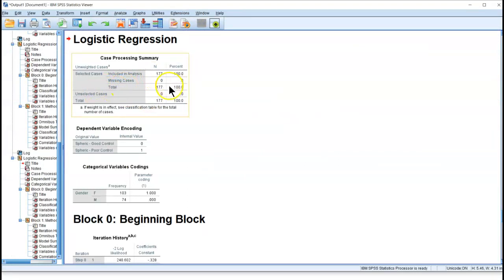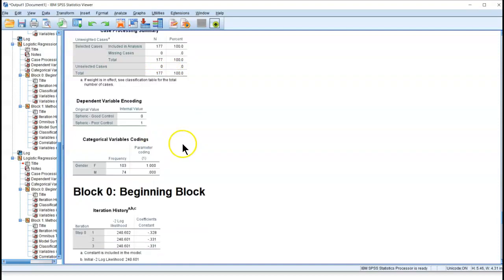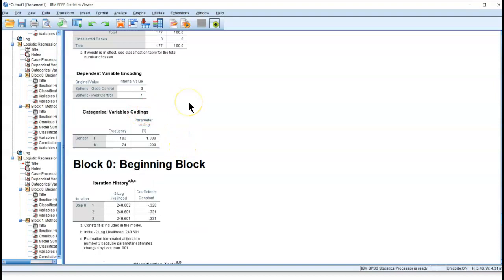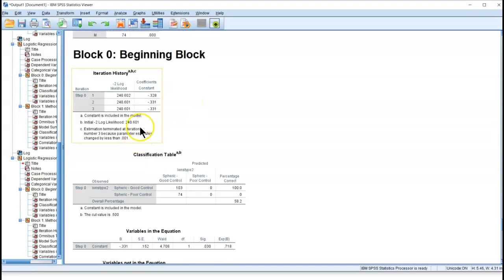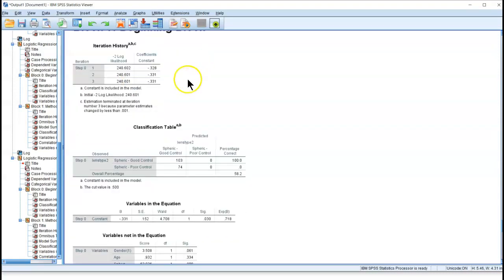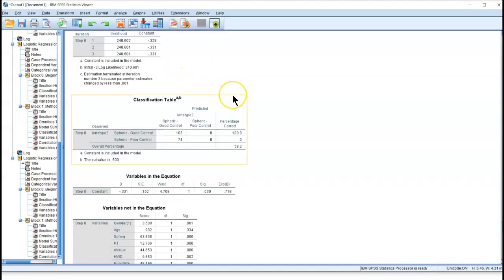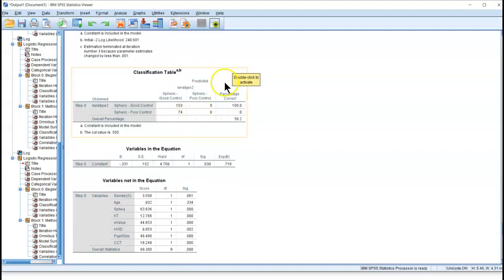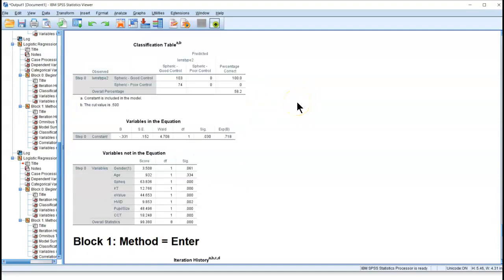Now what we get, we see we have 177 patients. Good control is given 0, poor control is a 1, so the higher the coefficient, the worse you're likely to do. We have gender there. We have our iteration history. So this is block 0. This is just finding the baseline values. Nobody's predicted to be any poor control 1. They're just, everybody's a 0. This is the base. This is our denominator in our odds ratio.